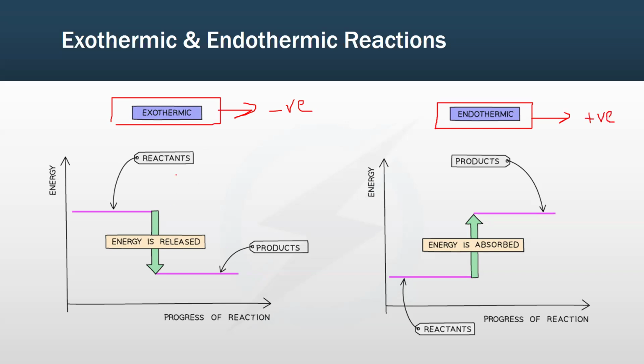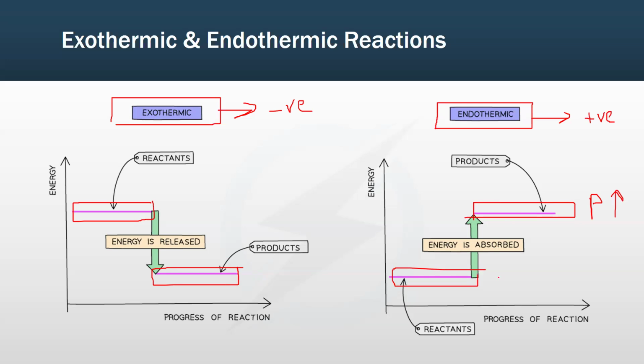absorbed. Okay? Now, over here in exothermic reaction, the reactants always have a higher energy than the products. And in endothermic reaction, the products have a higher energy than the reactant. Now here the products have more energy and the reactants have less energy. Here the reactants have more energy but the products have less energy.